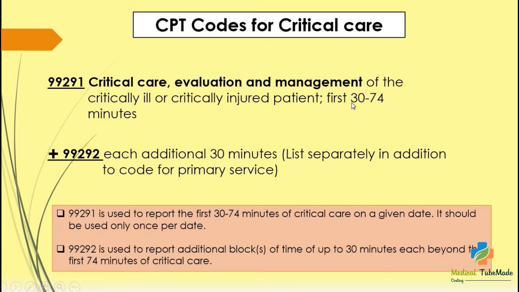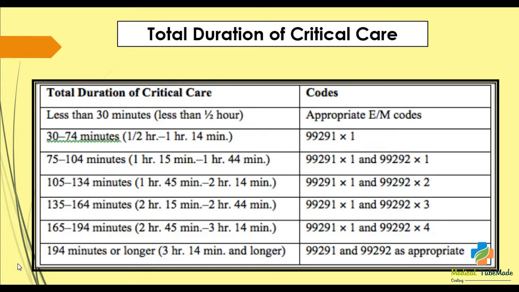Here you can see for the first 30 to 74 minutes we need to assign 99291, and then for each additional 30 minutes we need to add 99292 based on timing. 99291 is used to report the first 30 to 74 minutes of critical care on a given date. It should be used only once per date. 99292 is used to report additional blocks of time of up to 30 minutes each beyond the first 74 minutes of critical care.